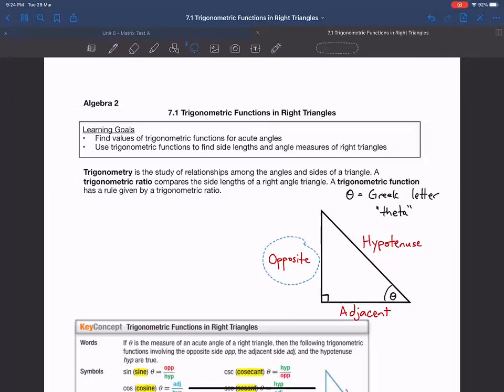And the idea is that the hypotenuse will always stay the same, but depending on where your angle is, the adjacent and the opposite side could change. So for example, if my angle theta was up here, then this now becomes my adjacent side, and this over here becomes my opposite side. It depends on where we consider the angle to be.